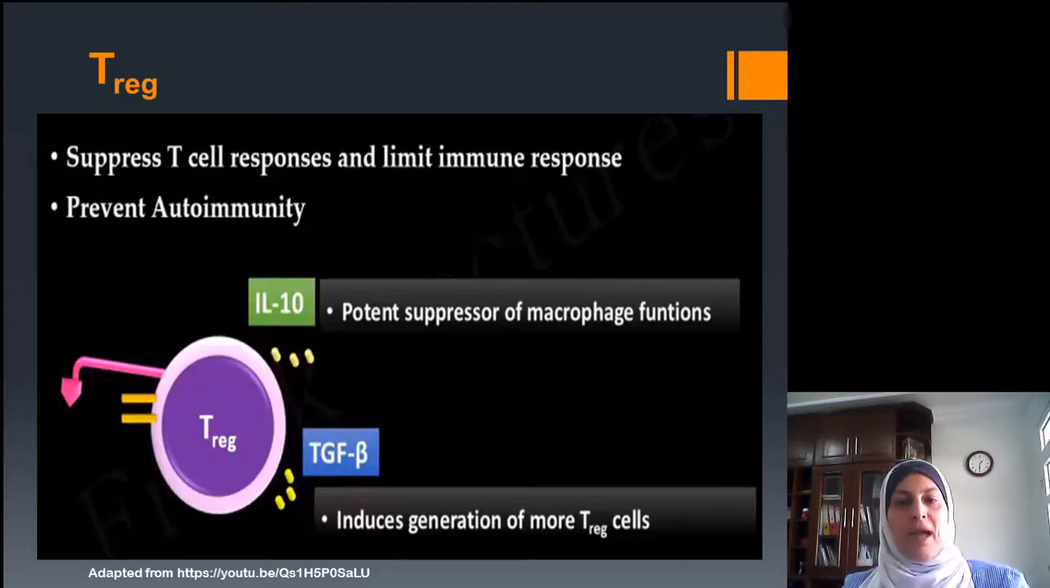It suppresses the macrophages, and also it will suppress the transformation of other T cells into Th1, Th2, and Th17. It will recruit more Treg cells to subside and reduce the inflammatory response. So Treg is really important in controlling the immune response.